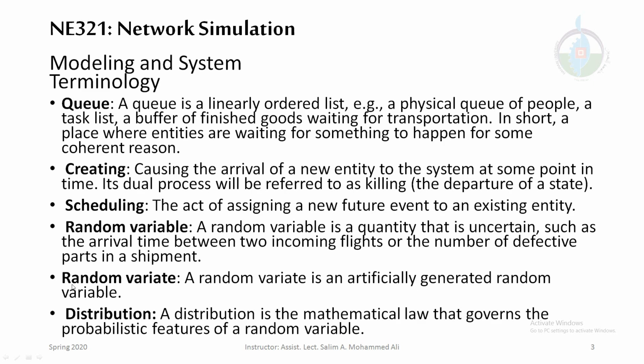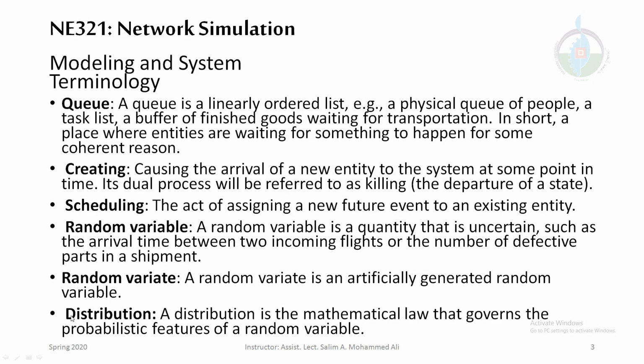We have now random variate. Random variate is an artificially generated random variable. Sometimes in simulation we tend to use random variates that we can control, and we usually put processes based on calculations and system behaviors. Not all random variables are similar. We will discuss that later in the example.